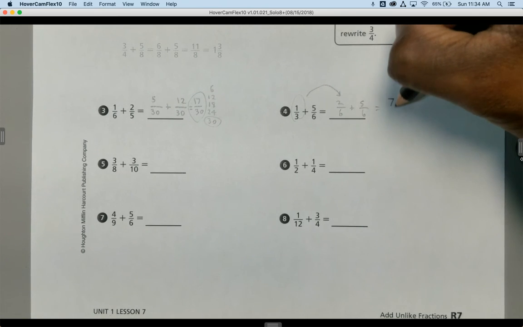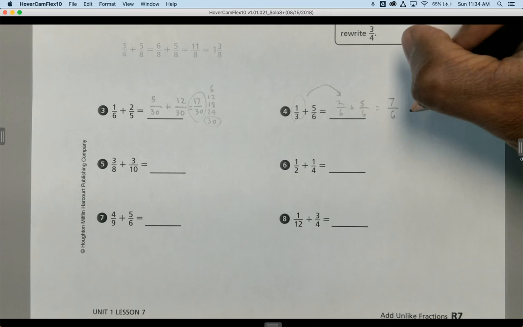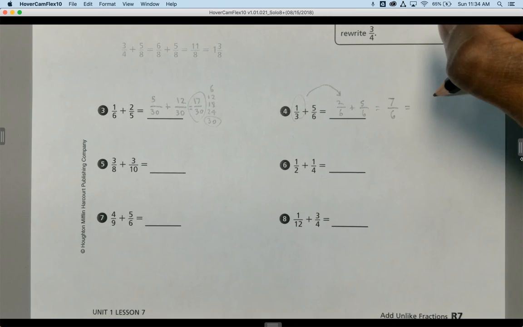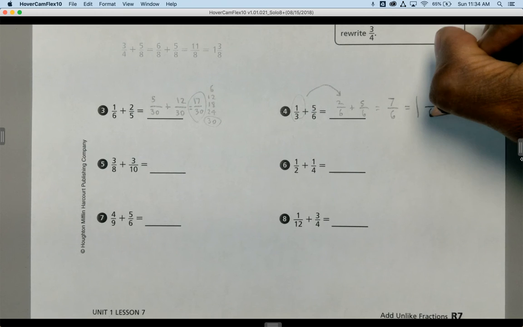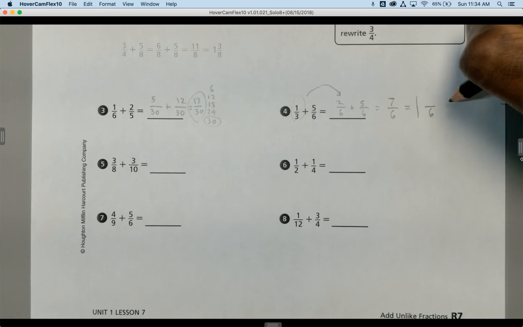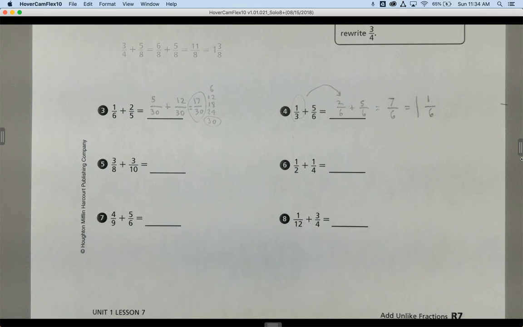What do you notice about 7/6? It's improper, Mr. Prabhakar. That is improper. It is. So let's clean it up. 6 goes into the 7 one time cleanly. Denominator stays as 6. And the difference between 7 and 6, or the leftover, is 1. 1 and 1/6 is our answer.